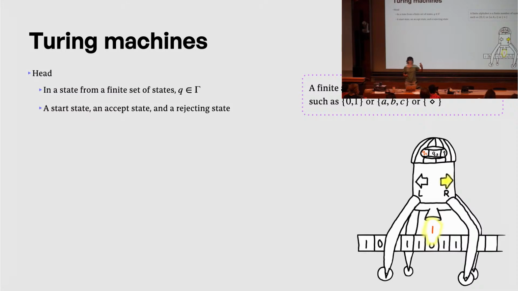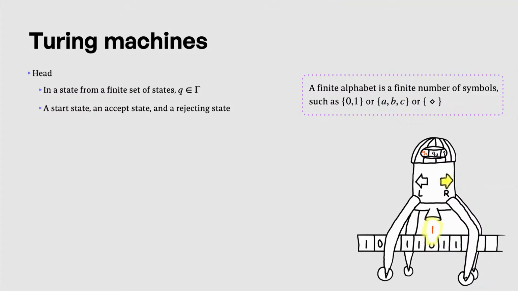And from this set of states in the head, there are some distinguished states. One is a starting state, so the initial state of the computation. Another is an accepting state, and another is a rejecting state. Both in the accepting state and in the rejecting state, the Turing machine then halts and concludes, or like the result of that process is that it has accepted or rejected the string.